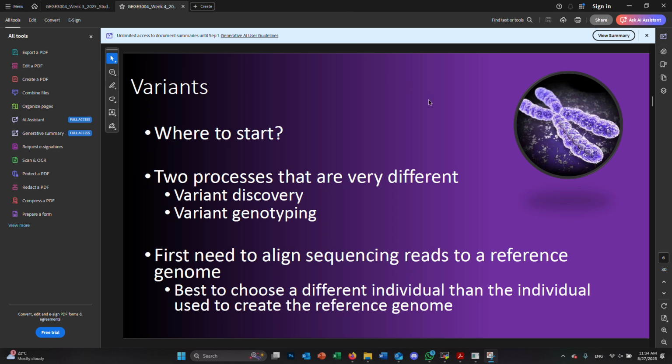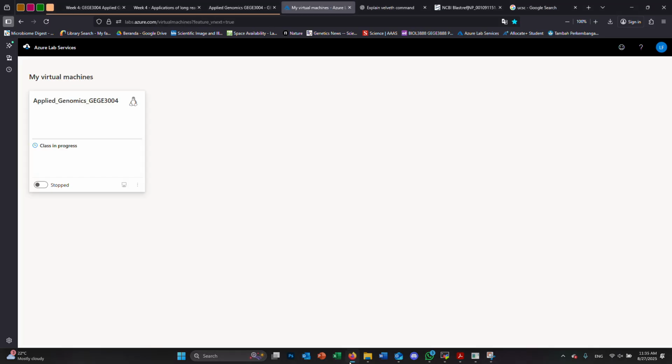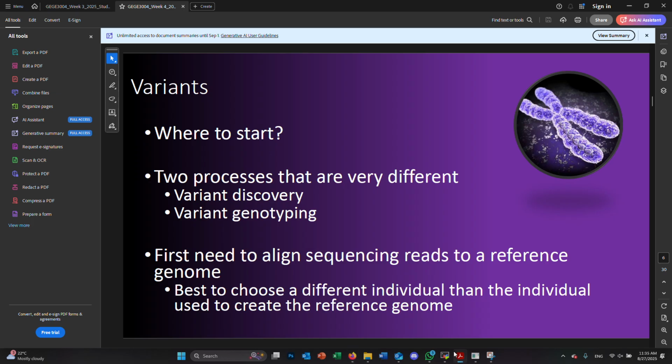Compare it to itself. Quite hard to do, right? Hard to find variation if you're only looking at one individual. So if you have a reference genome and you use other individuals to compare against it, you will find and discover more variance. Why is that?